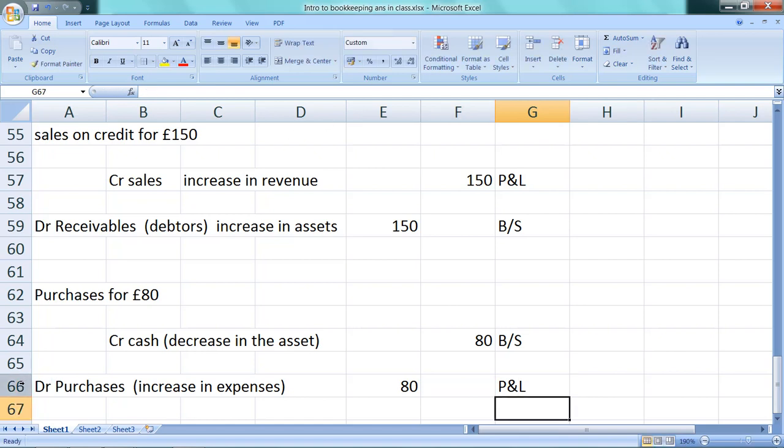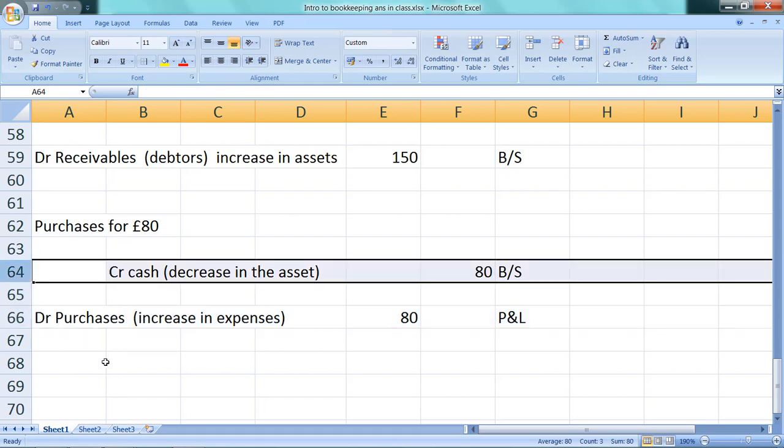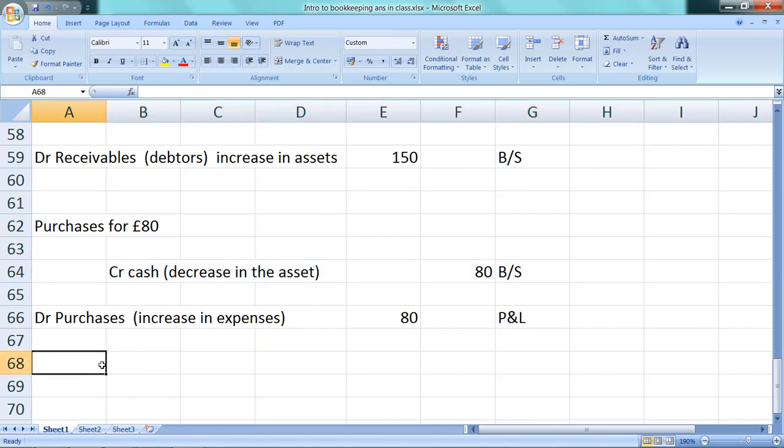Notice that the debit into the P&L is bad news, because we want the credit figures in the P&L to show good news. Notice how credit figures on the balance sheet are the bad news. So this is actually a bad news transaction. We've had to spend some money on something that we have not made any profit from yet, but we might make some profit later on. Does that make sense?